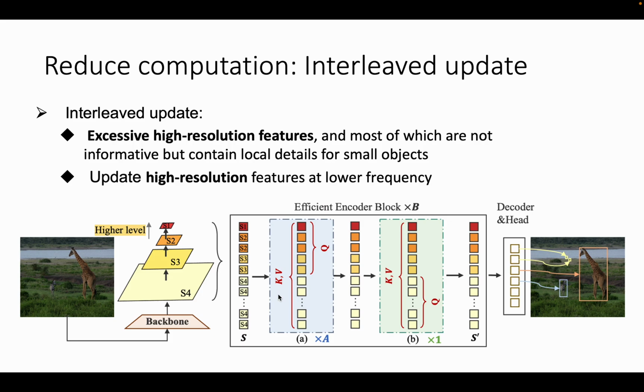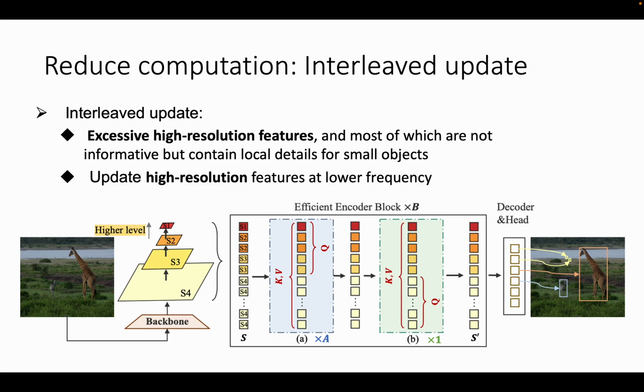How do we solve this problem? We propose two designs. The first one is interleaved updates. As we saw in the previous slides, the high-resolution maps have excessive tokens. So one intuitive idea is to remove these high-resolution maps in some cases, or to reduce their updating frequency. In these high-resolution features, most of the content is not informative and contains only local details for small objects. So we propose to update these high-resolution features at a lower frequency.